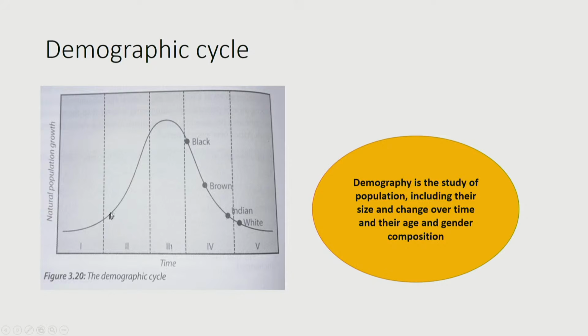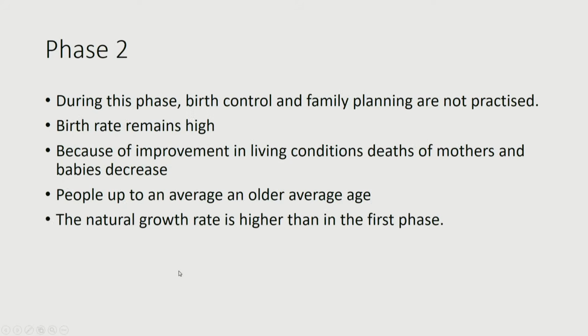And therefore, the population is growing. There is a huge growth in population as compared to what happens in the first phase. And then, if we look at the average age, in this stage you find that we have an older average age, and that means the natural growth rate is higher than in the first phase, as I have alluded to earlier on.